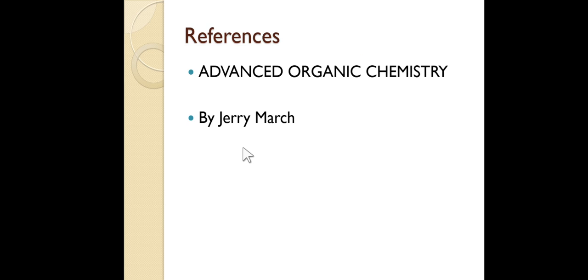So friends, this is a very nice, very big book of organic chemistry, that is Advanced Organic Chemistry by Jerry March. This is a very helpful book for the concept of aromaticity. From this book, most of the questions for CSIR NET, GATE or SET are collected, and we must follow or refer to this book for the concept of aromaticity.